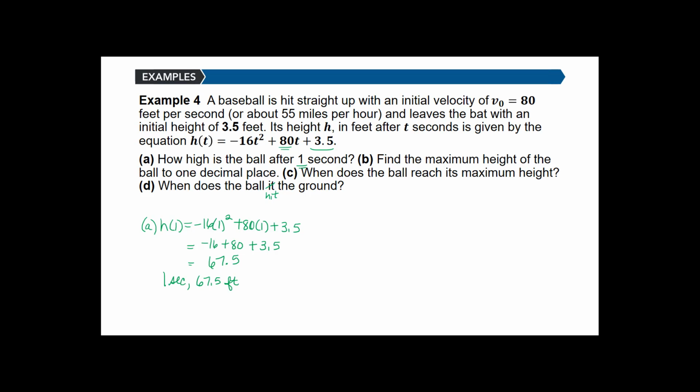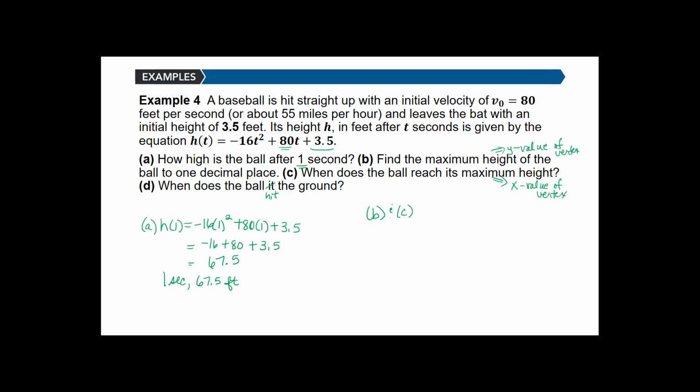Now part B and C really have to go hand in hand. We're asked to find the maximum height of the ball to 1 decimal place and when the ball reaches its maximum height. Now the maximum height is going to be the y value of the vertex, and the time it takes to reach that is the x value of the vertex. I'm using x and y. This problem uses t and h, but hopefully you understand what I mean. So we have to do b and c really together. So I actually need to find the answer to part C first. So we'll just write that this is b and c.